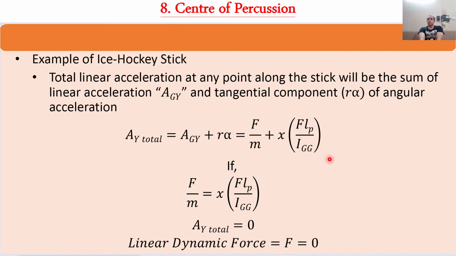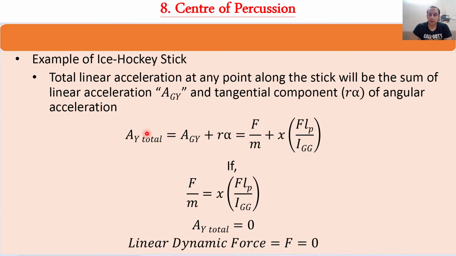Okay, so center of percussion is the point where no linear acceleration is experienced by the holder of the object. There will be no linear acceleration when the linear acceleration component and the rotational acceleration component are equal to each other and opposite in direction. So we can put AY total equal to 0. We don't want any force to be experienced due to the linear acceleration along the axis of the hockey stick. So we don't want that one.